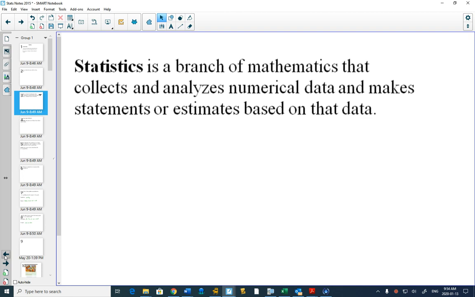People use them all over the place, from lots of statistics in sports. In sports, they use statistics to try to figure out, will this player be good for our team or not? They use statistics in business. They do surveys to find out what people want to buy and what people don't want to buy. They use statistics to make clothes.